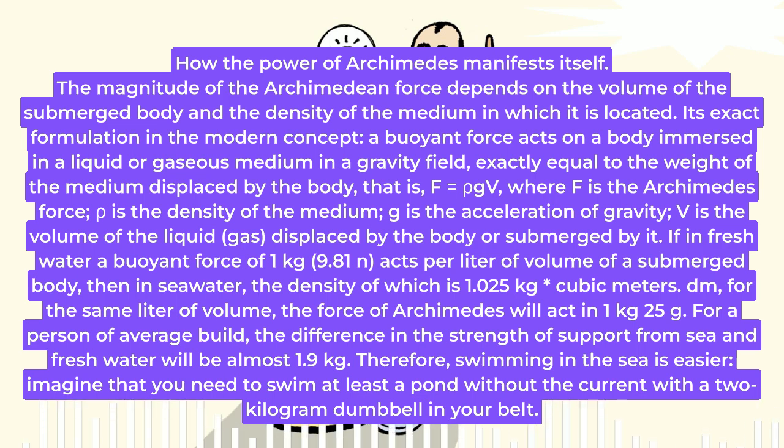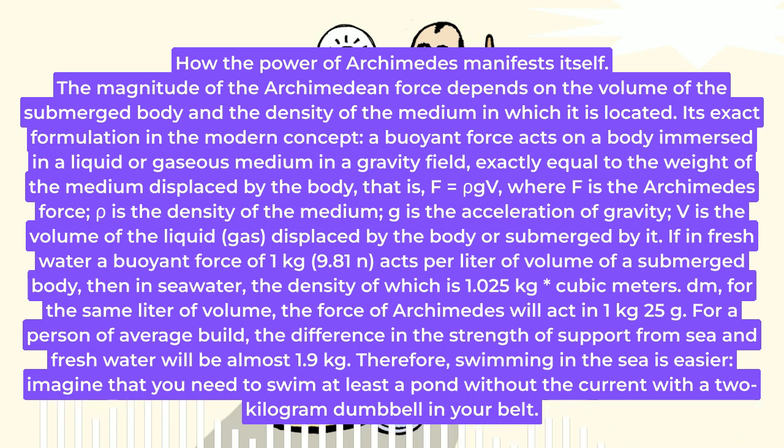The magnitude of the Archimedean force depends on the volume of the submerged body and the density of the medium in which it is located. Its exact formulation in the modern concept: a buoyant force acts on a body immersed in a liquid or gaseous medium in a gravity field, exactly equal to the weight of the medium displaced by the body, that is, F equals rho g V, where F is the Archimedes force, rho is the density of the medium, g is the acceleration of gravity, and V is the volume of the liquid or gas displaced by the body.